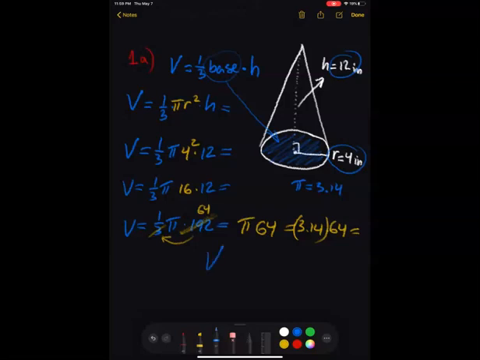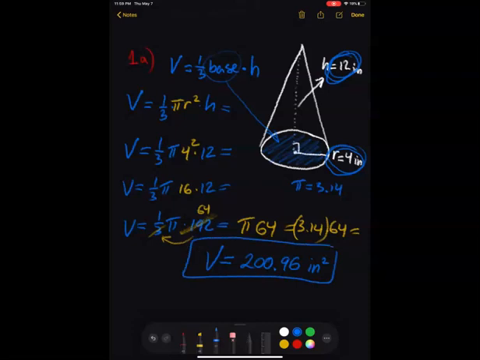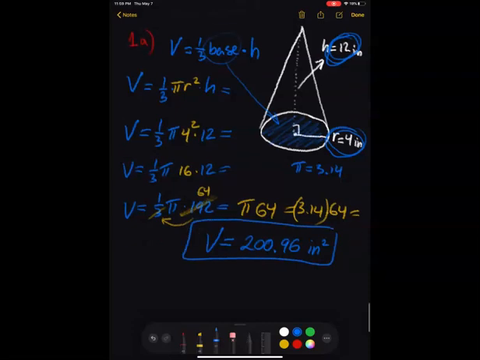Finally, our volume for this cone, a cone with a radius of 4 inches and height of 12 inches, is equal to 64 times 3.14. It is equal to 200.96 inches squared. All right, so that's 1A. Let's do the next one. We said we will do 1C.